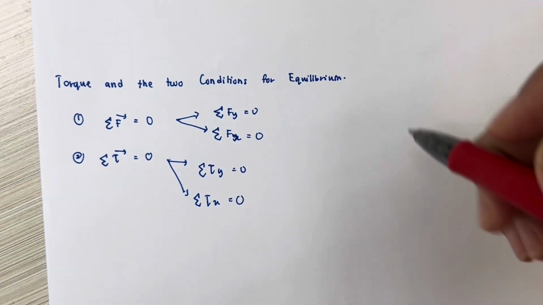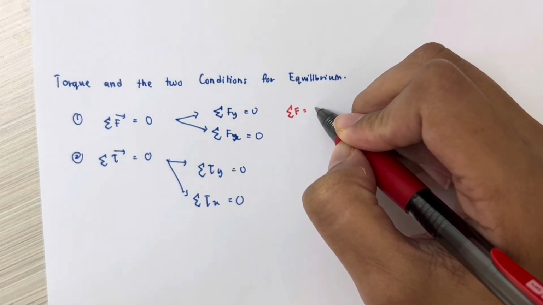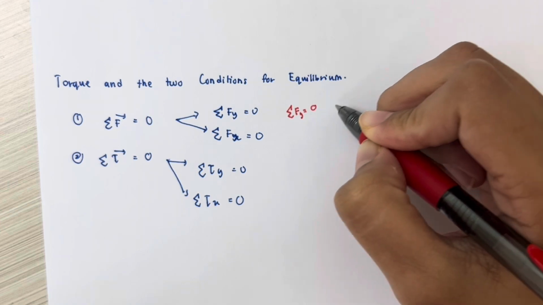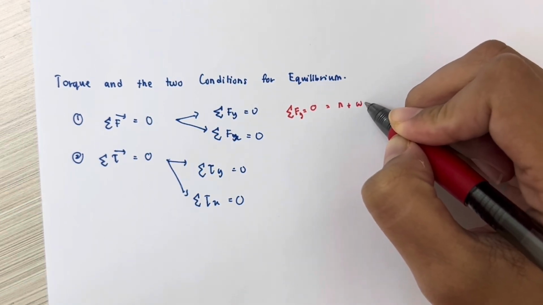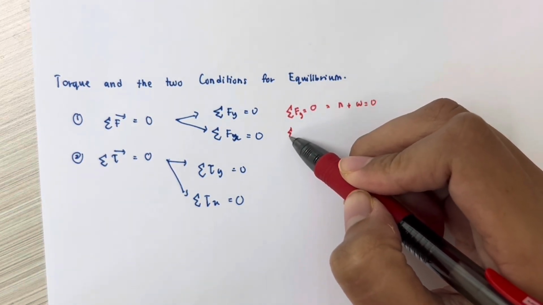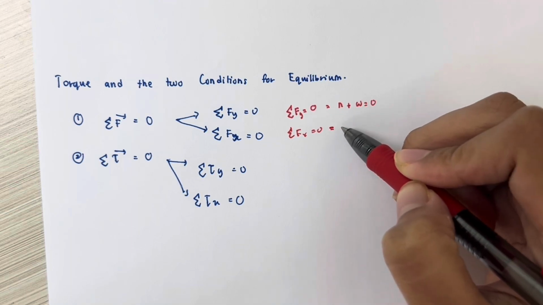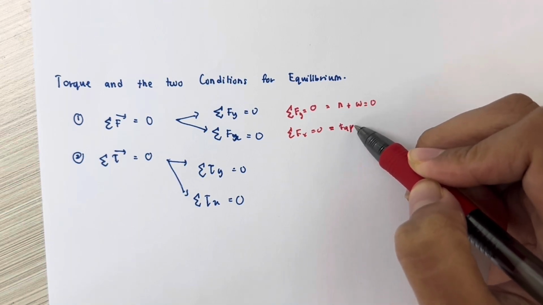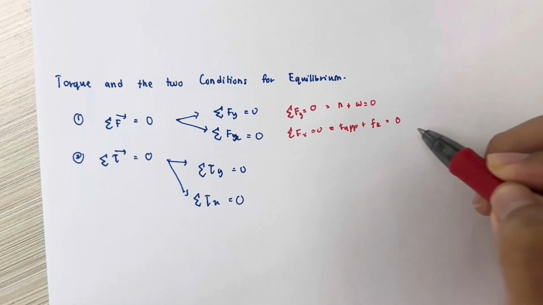Okay, I will note down the example. Fy equals 0 means that your normal force plus your weight will be equal to 0. Your Fx equals 0 means that your F applied plus your frictional force will be equal to 0.